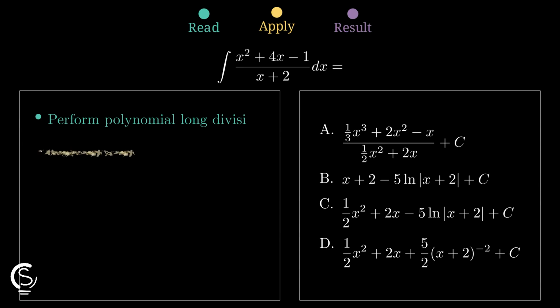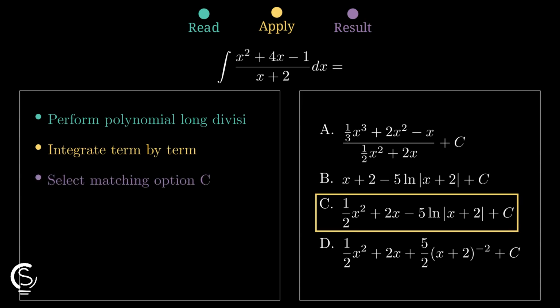Integrate term by term to get 1/2 x squared plus 2x minus 5 natural log of x plus 2. This result matches option C.